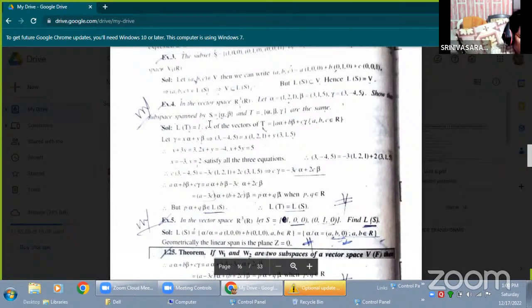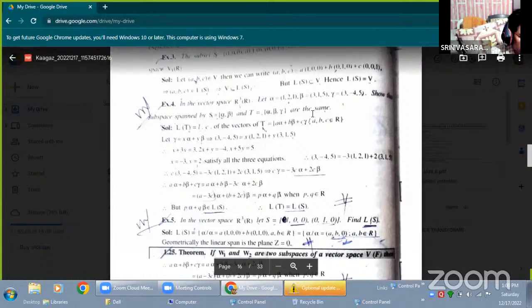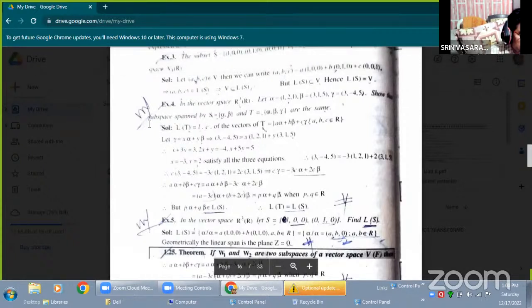So finally we will prove that L(S) equals L(T), that both are the same. This is one of the most important problems in the final examination. First of all, you have to write the linear span of T, L(T). What is L(T)? The linear combinations of the vectors of T.